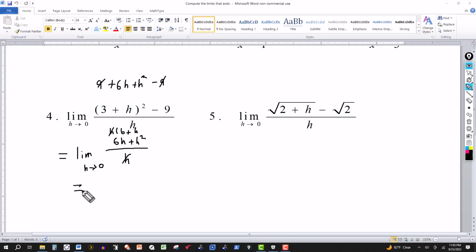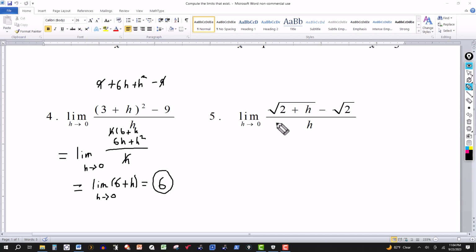So this is the limit as h goes to 0 of 6 plus h. Now another look at this. The limit of 6 plus h as h gets close to 0. Well, as h gets close to 0, 6 plus h gets close to 6 plus 0, so this is going to come out to 6. There we have it. That's your limit. A little bit different than the first 3, but the same idea.